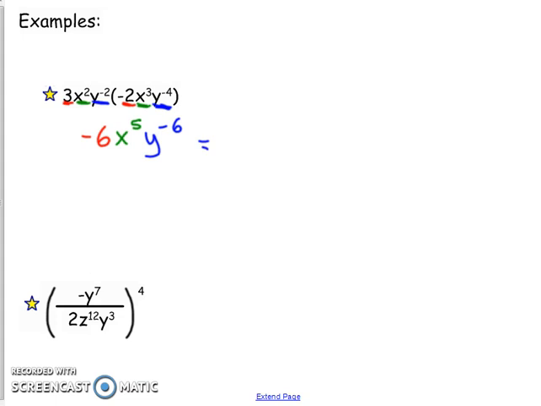You're not going to do anything with the negative 6. This negative 6 is still a positive exponent. It's negative 6 to the first power. So we don't bring that down. Even though there's a negative, don't bring it down. So we're going to have negative 6 x to the 5th on the top, y to the 6 on the bottom.